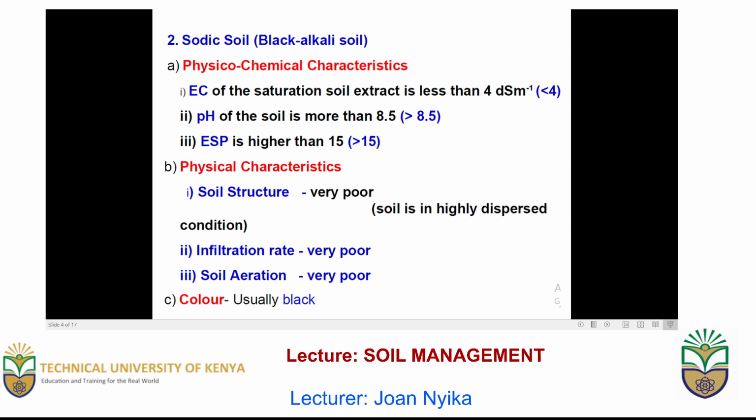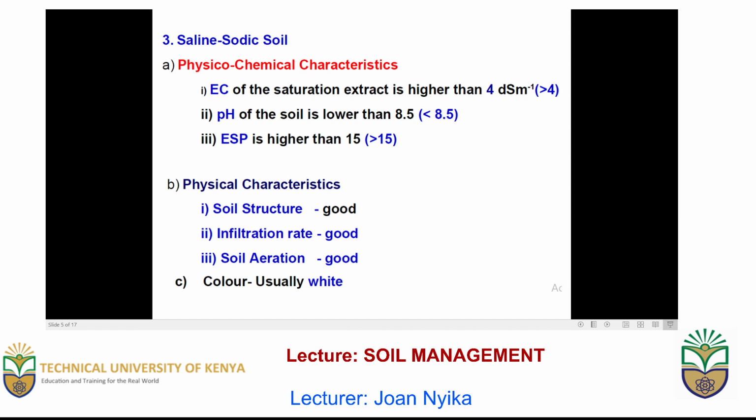Their physical characteristics are that the soil structure is very poor. It is highly dispersed. Their infiltration rate and their soil aeration is also very poor, just the opposite of the saline soils. Their color, unlike the saline soil which is white, is usually black.